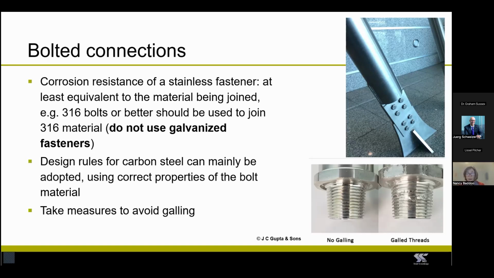Generally, the design rules are the same for bolted connections, with some differences when it comes to bearing rules. I think in separate webinars, you've covered fabrication issues where you've talked about this phenomenon galling, which can occur when you have surfaces under load and in relative motion. And stainless steel, like some other metals, can be prone to galling. So you do need to take certain measures, and in particular, make sure you're using an appropriate lubrication.